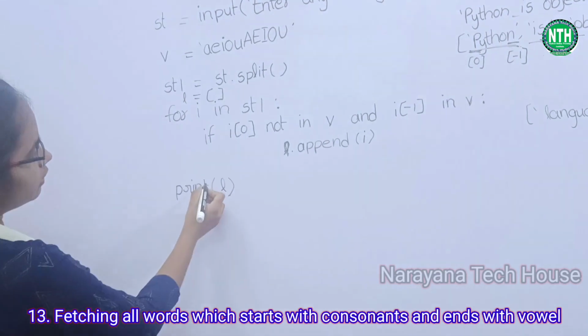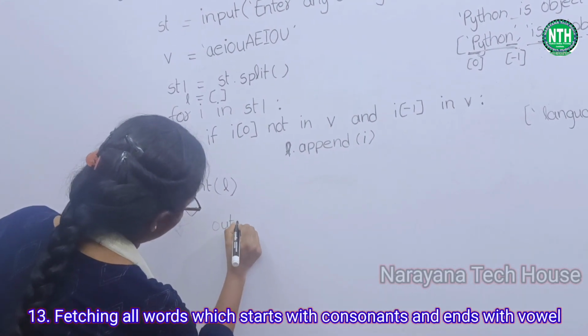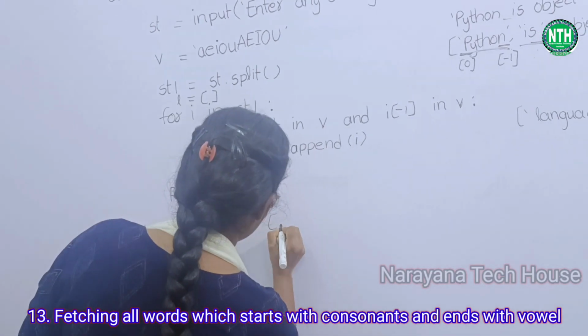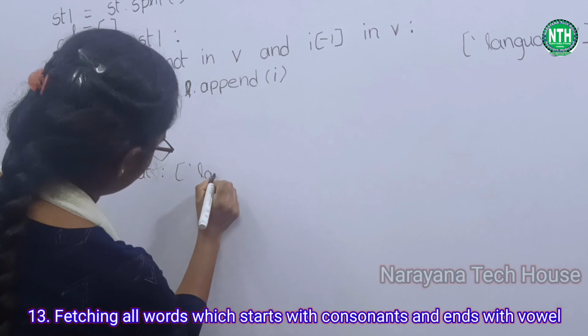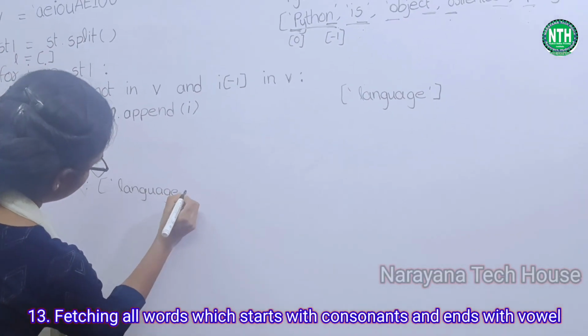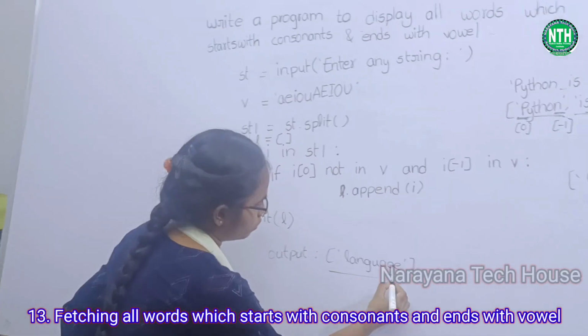Here we print that list, then the output becomes this. The print function returns this output.